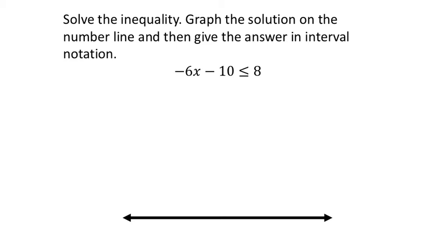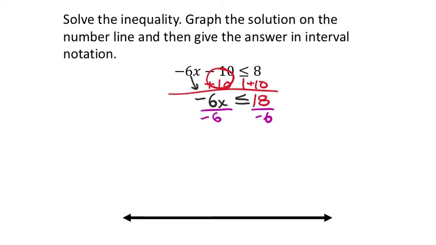All right, we'll graph this one, we'll solve it, and then it looks like we want this one in interval notation as well. No problem. So I'm going to isolate my negative 6x by adding 10 to both sides of this inequality. So that will zero that out just like we want. So now I got negative 6x is less than or equal to 8 plus 10, which is 18. And then I will divide both sides by negative 6.